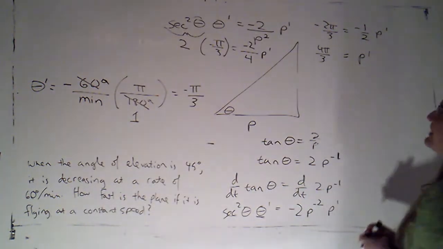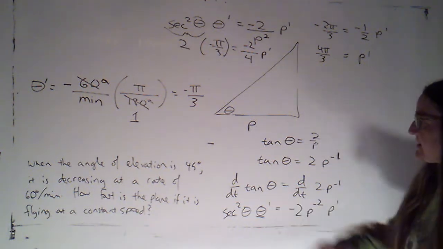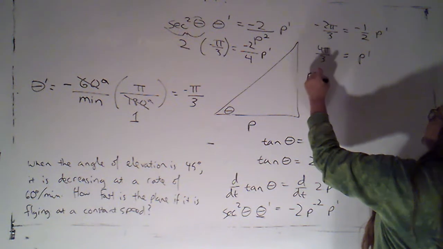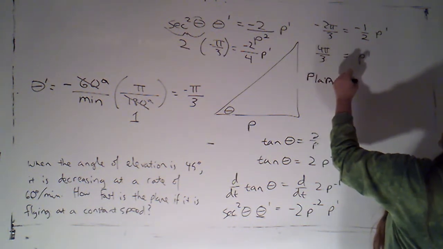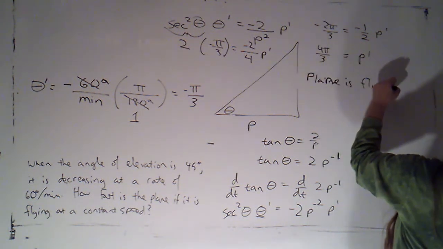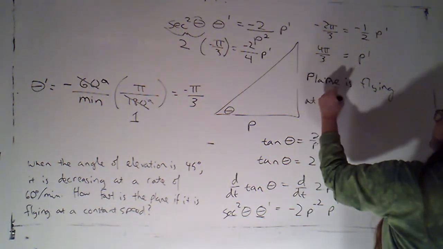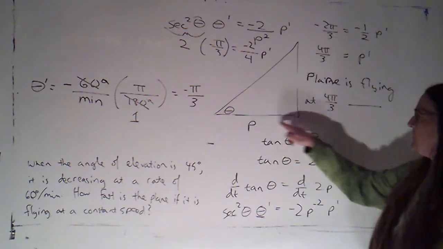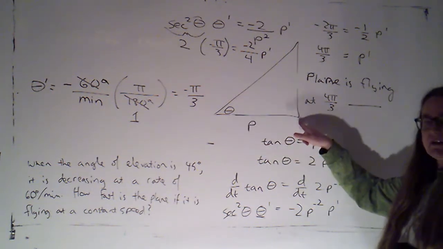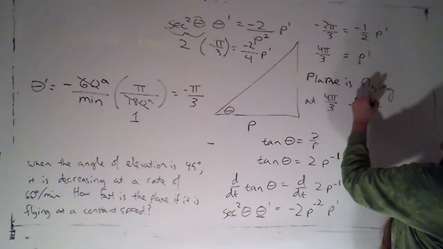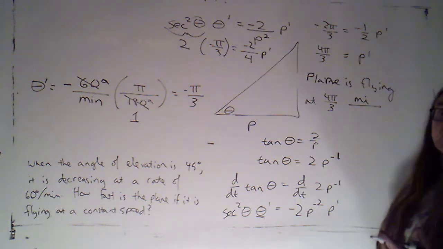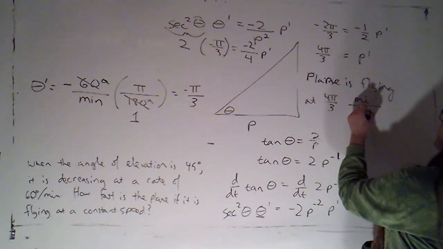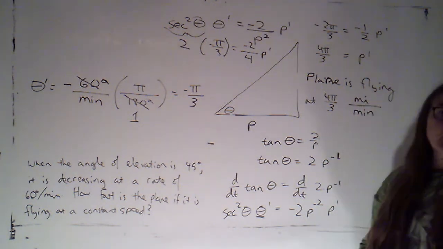So that's the math answer. Let's see, how fast is the plane going? We want to just answer that in English. The plane is flying at 4 pi over 3. And the units would be the units for p. That was a distance. We were measuring distances in miles, divided by the units for time. We were measuring time in minutes, so 4 pi over 3 miles per minute.